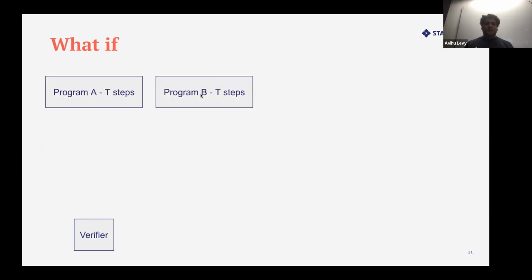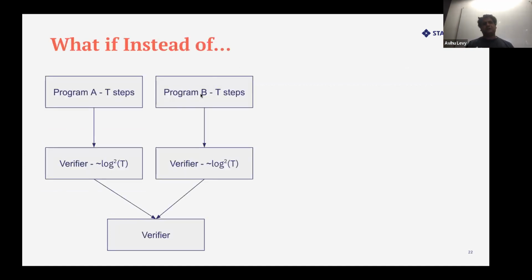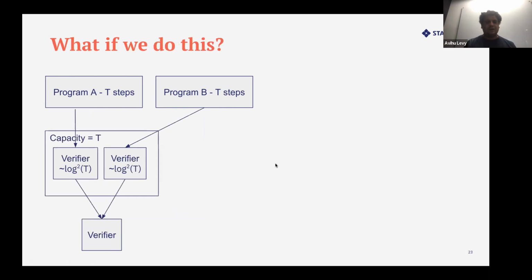And what we can do using recursion is to say, okay, let's prove every program separately, but let's not finish here. Instead, let's wait until the second step, and then since most of the time log square T or 2 times log square T is much smaller than T steps, we can still take those two verified programs and prove them together and basically send a proof for the verification of those programs to the chain. And in this way, we increased our capacity 2x, but we don't have to end there, obviously.